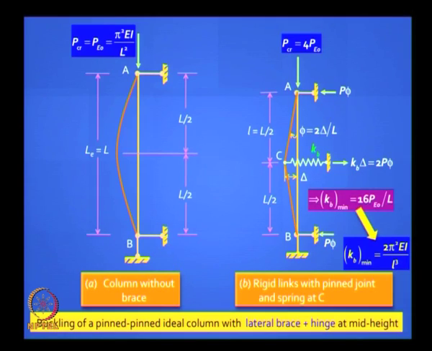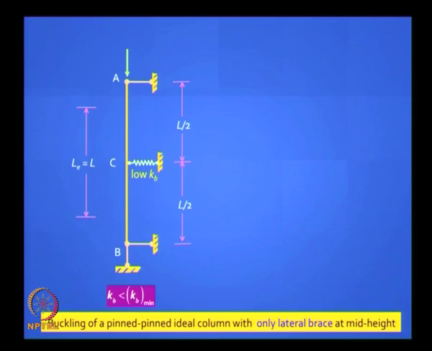So this is the answer. The minimum stiffness needed is 16 P naught by L. You can prove it, if you substitute the value of P naught, which is 2 pi squared EI by small l the whole square. Small l is, in this case, half the total length, right? So how do you prove it? So let's look at this. I am not putting a hinge in the middle.